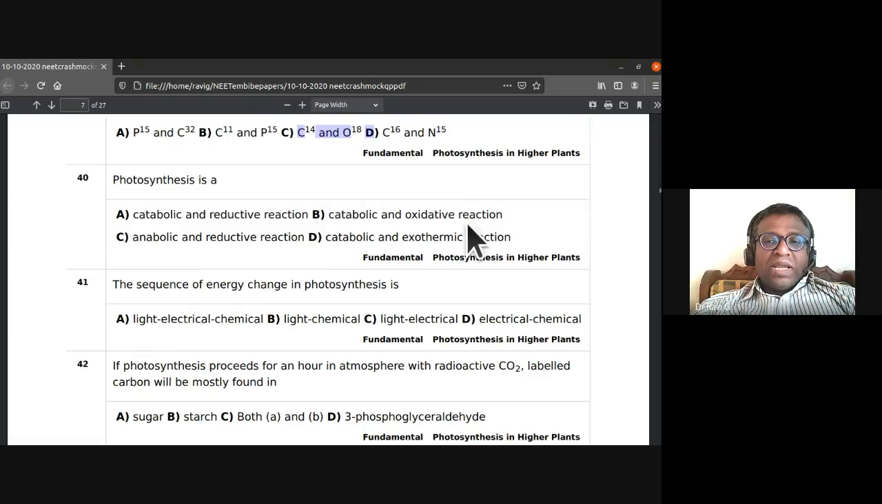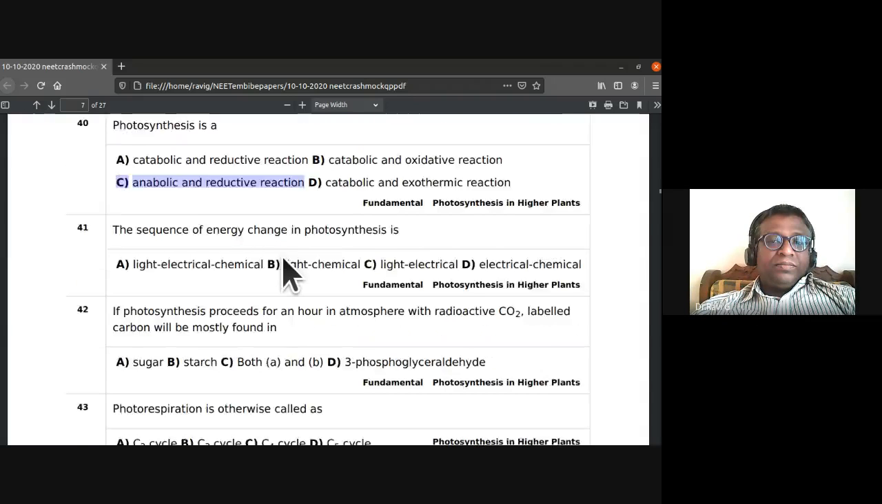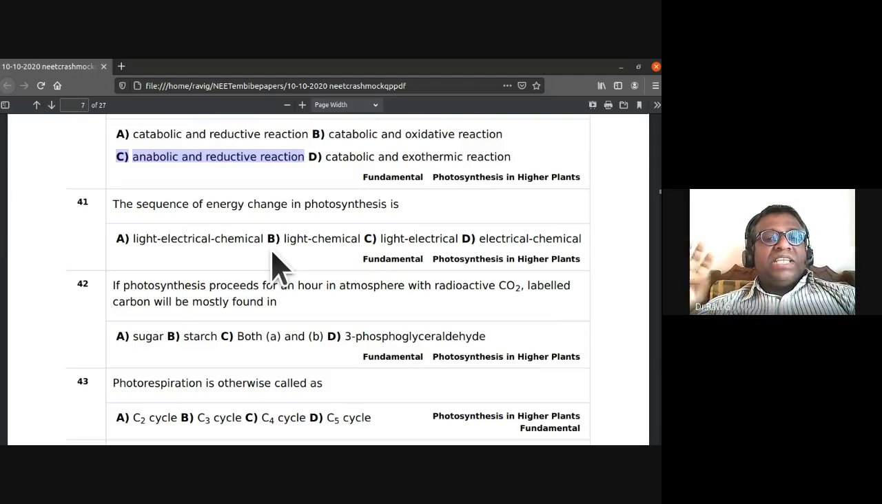Photosynthesis is a catabolic and reductive reaction, catabolic and oxidative, anabolic and reductive reaction, catabolic and exothermic reaction. The answer is photosynthesis is an anabolic and reductive reaction. The sequence of energy change in photosynthesis is from light energy, chemical energy is obtained. So light to chemical. So B is the answer.